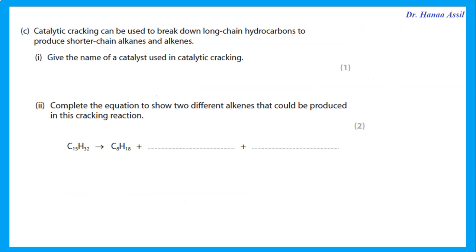Catalytic cracking can be used to break down long-chain hydrocarbons to produce shorter chains. Give the name of the catalyst in catalytic cracking. Remember, cracking is breakdown of long-chain hydrocarbons into shorter chains. Now, what is the catalyst? We said aluminium oxide catalyst, and if we're asked about the temperature, it's about 600 to 700 degrees Celsius.